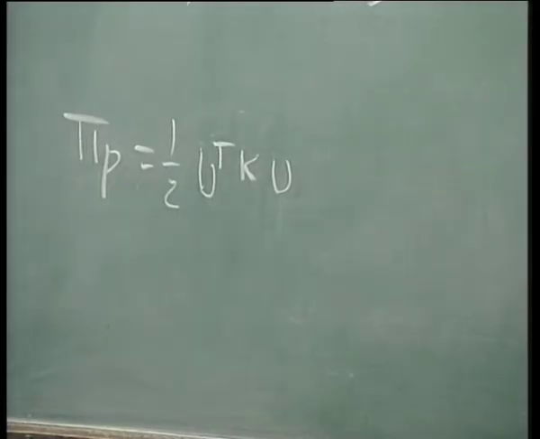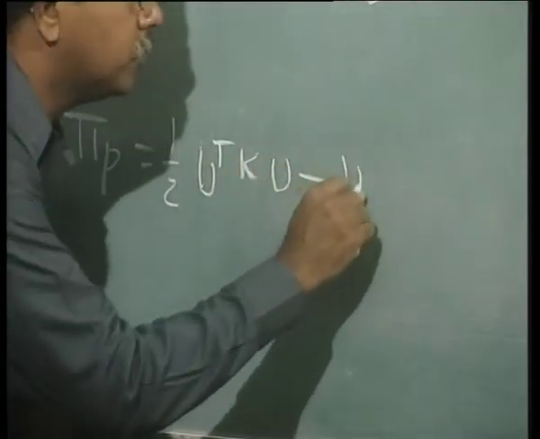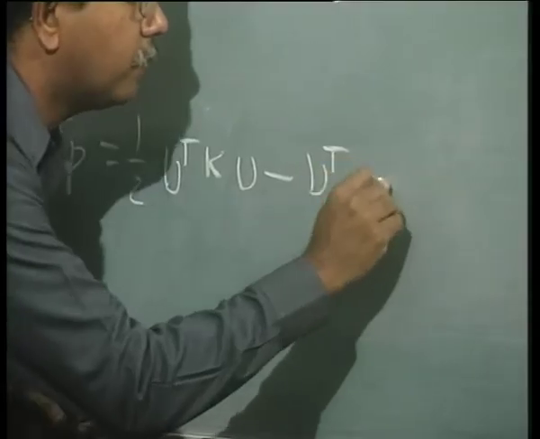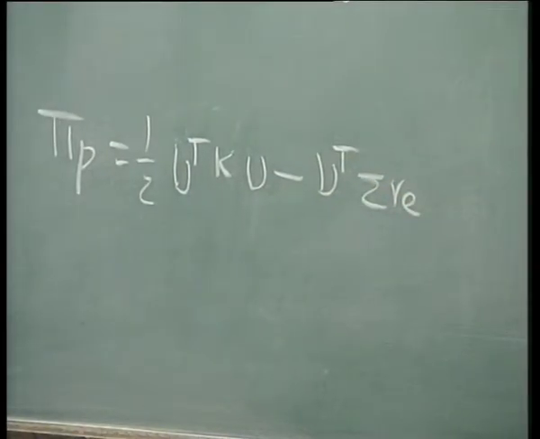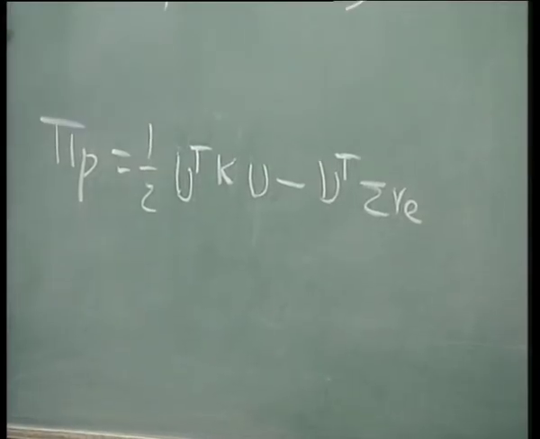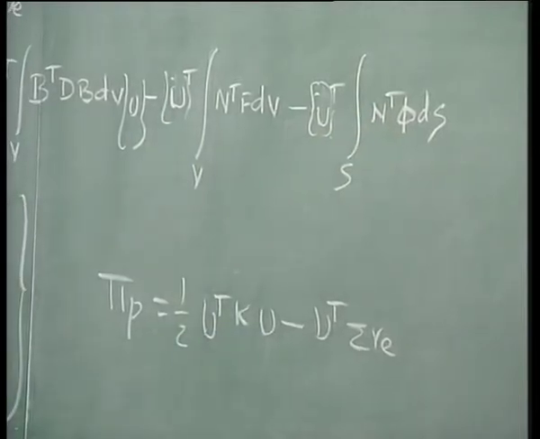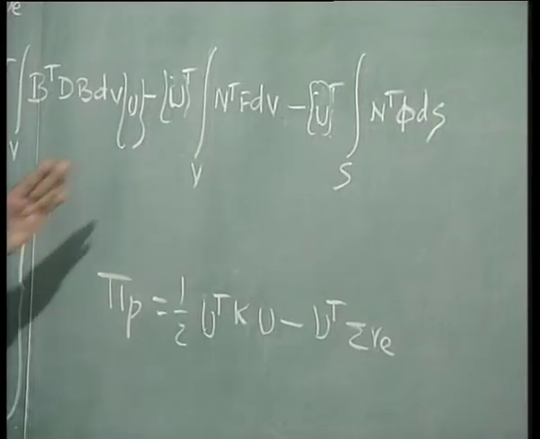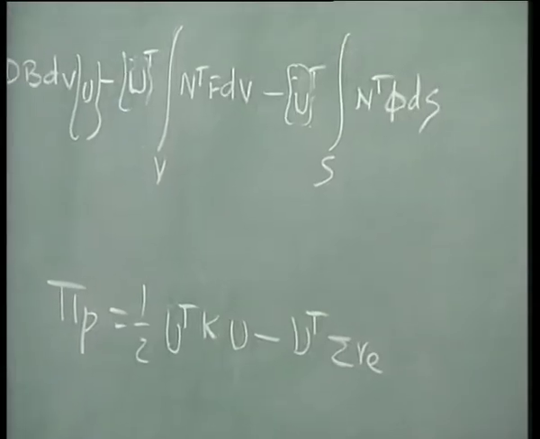minus U transpose, what is the next term, what we saw, minus U transpose sigma of Re's, okay. Re is the remaining term there, that is n transpose F ds minus n transpose n transpose F dV minus n transpose phi ds, okay. These are the two terms. Is that clear? Yeah, okay.